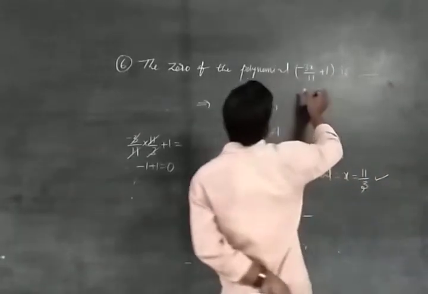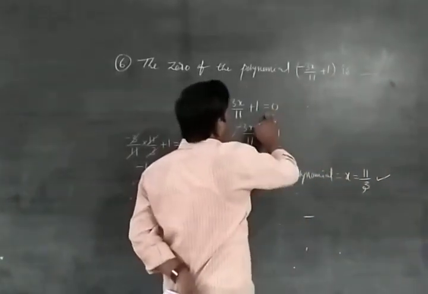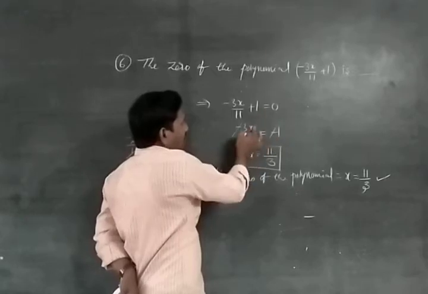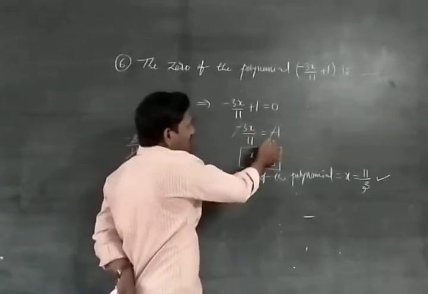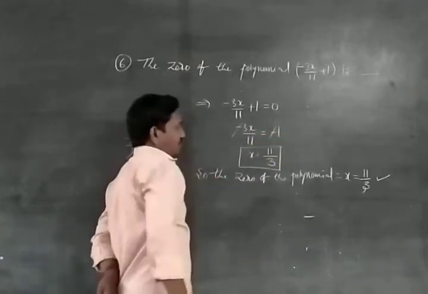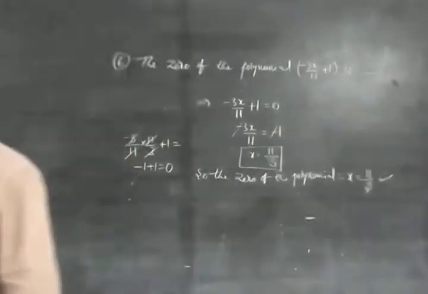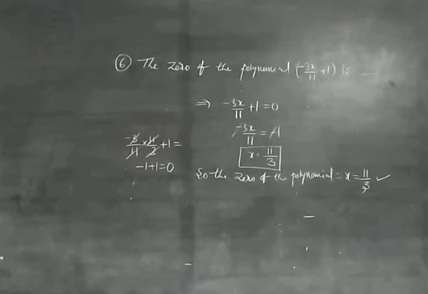So first of all, we have to take the given polynomial equal to 0. The plus value becomes minus. Minus, minus cancel. x equal to 11 by 3 by transposition. Okay? Now next.